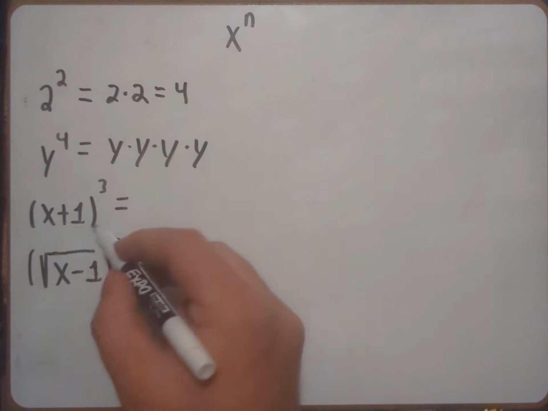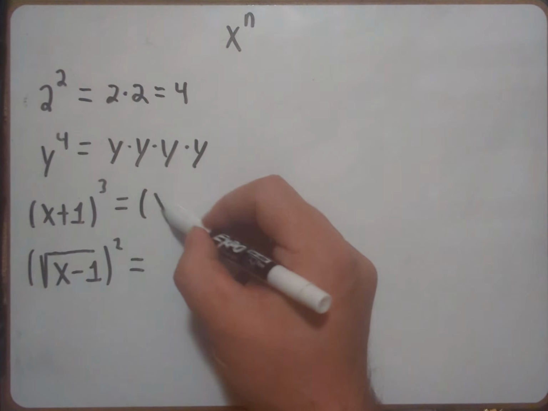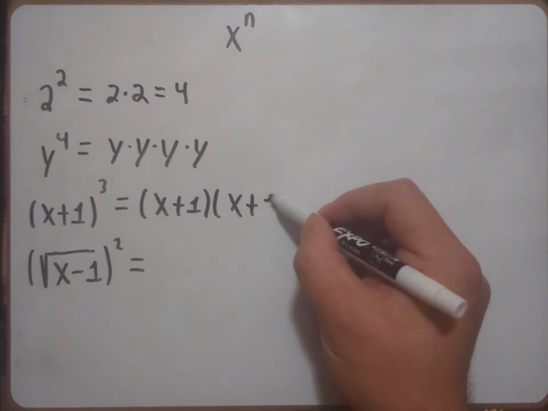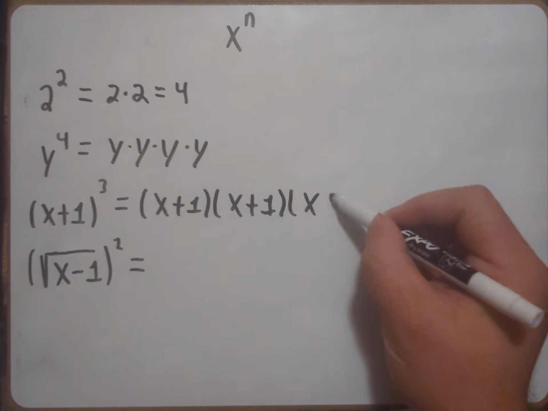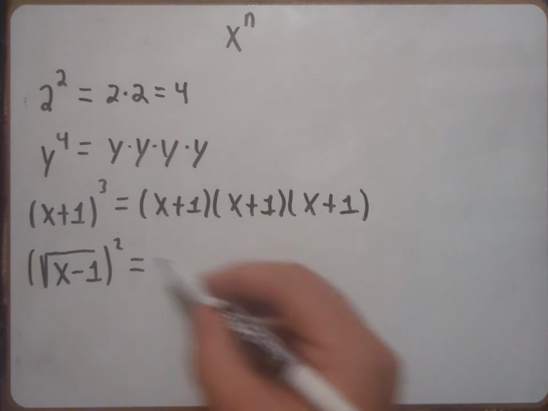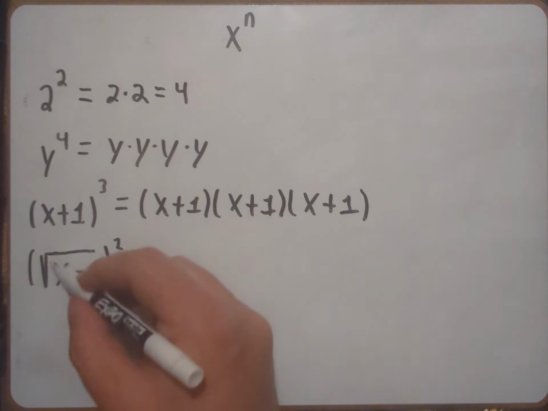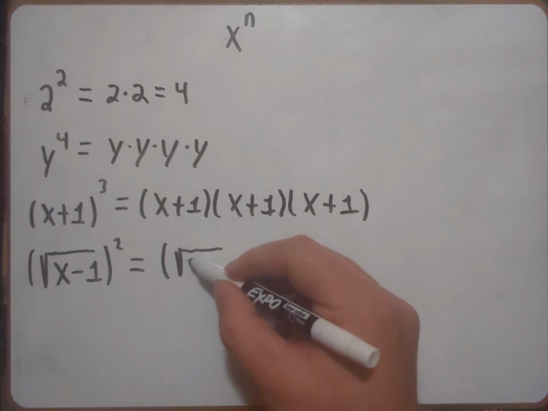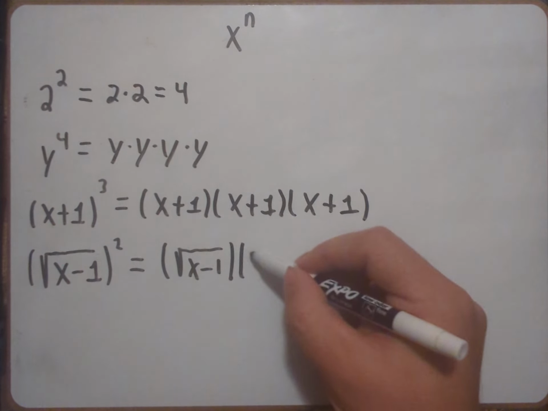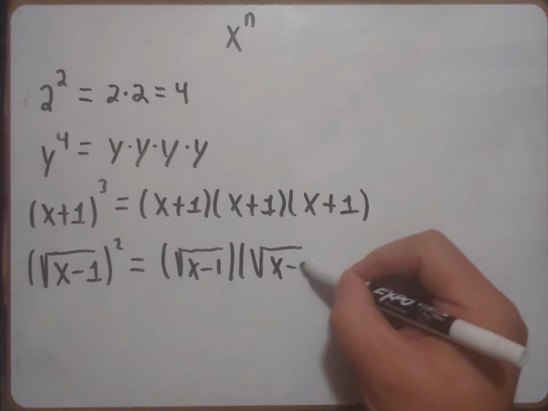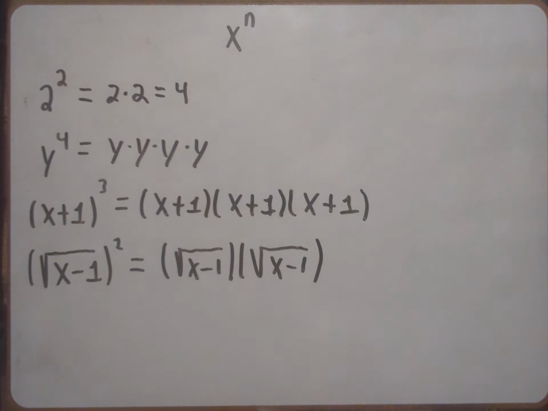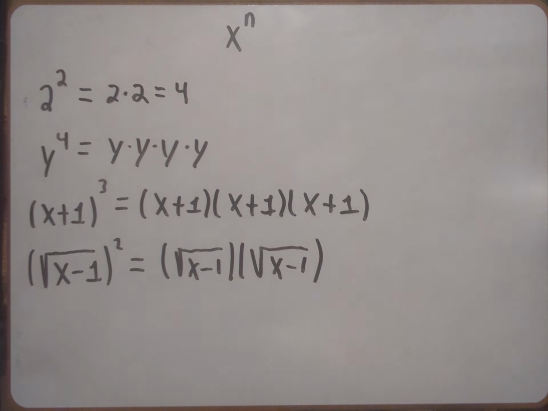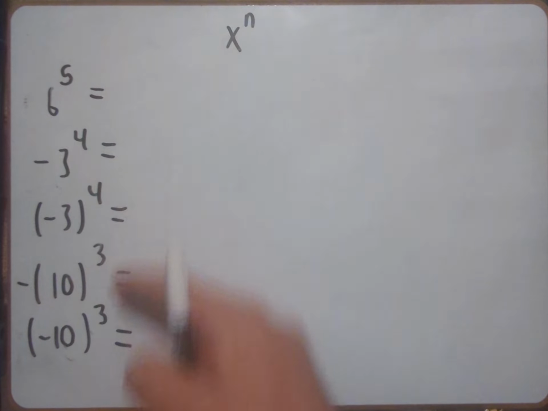So here, in parentheses, x plus 1 to the power 3, we multiply x plus 1 by itself 3 times. In parentheses, square root of x minus 1 squared. We'll leave this in parentheses too. x minus 1, x minus 1. And we'll not worry about simplifying these problems. We're just worrying about what the powers mean to a positive exponent. We're going to do a couple more problems here.